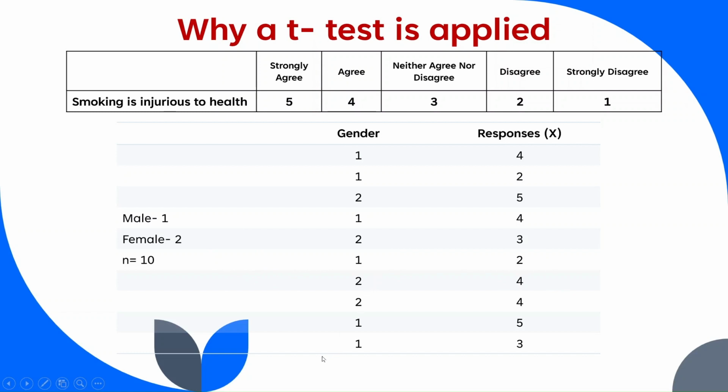By applying the t-test, we will come to know whether or not there is any difference in mean score for male and female respondents on this statement. If there is a difference, we will interpret that the opinions of males and females differ for the statement smoking is injurious to health. Similarly, if no difference between the means for male and female on this statement is found, we will interpret that the male and female respondents had the same opinion on this particular statement.